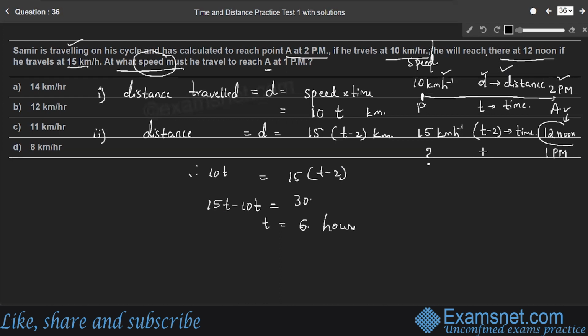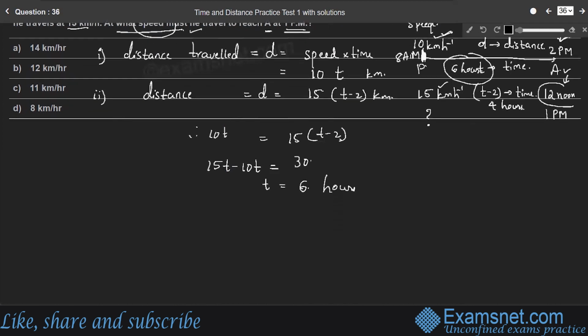So with 10 km per hour, he takes 6 hours to reach A. With 15 km per hour speed, he takes 6 minus 2, which means 4 hours to reach A. Here the question is, at what speed he must travel to reach A at 1 p.m.? So if he takes 6 hours from P to A with 10 km per hour speed, at what time should he start? So 2 p.m. minus 6 hours gives how much? 8 a.m.